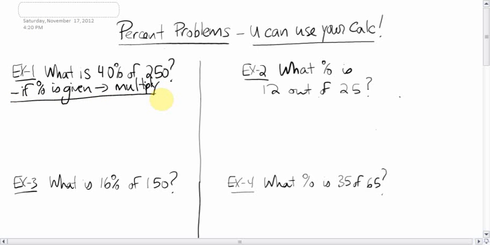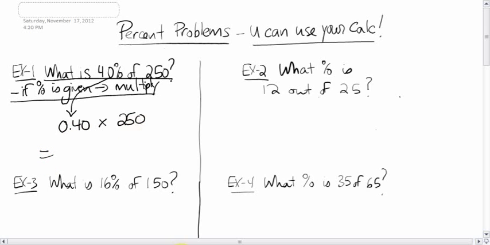Here's what I mean. So our question, what is 40% of 250? You don't just go 40 times 250. You must convert all percentages to a decimal first. So change this to a decimal, 0.40. Multiply by 250. Remember from our last lesson, when you multiply by decimals, you'll get a smaller answer, which is what we want.